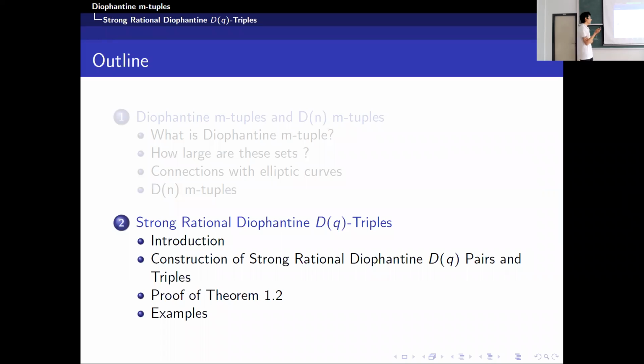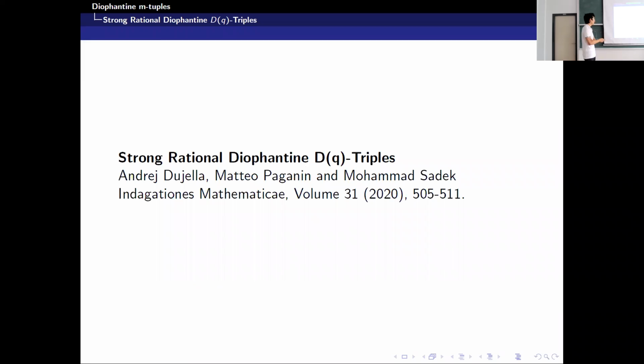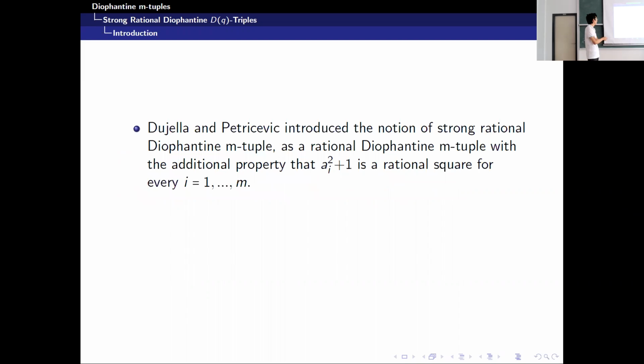Now I will try to summarize the article that my mentor and I worked on over the summer. This article includes an introduction, construction of strong rational Diophantine Dq pairs and triples, a very long proof, and some examples. The title of the article is Strong Rational Diophantine Dq Triples, written by Andrea Dujella, Matteo Paganin, and Mohammed Saadi.